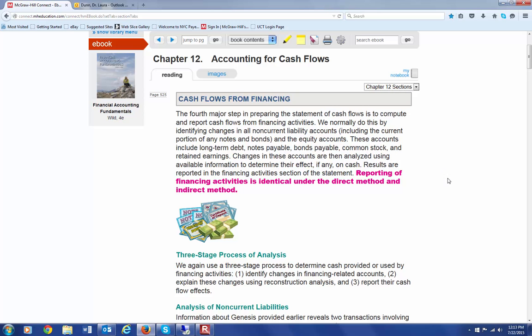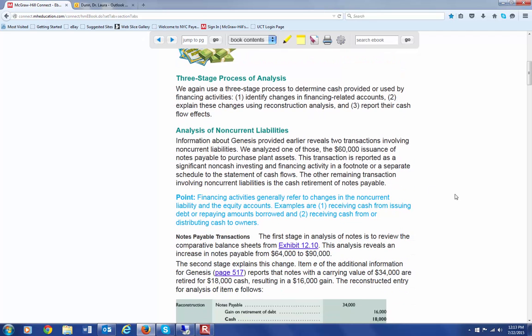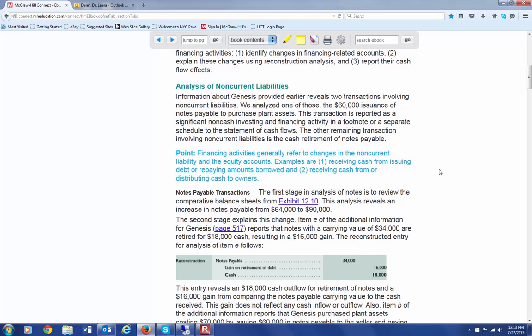Again, a 3-stage process. Identify the changes in those particular accounts, explain the changes using reconstruction analysis, and then report any of the things that had to do with cash flow. So we learned that there were 2 transactions involving non-current liabilities.